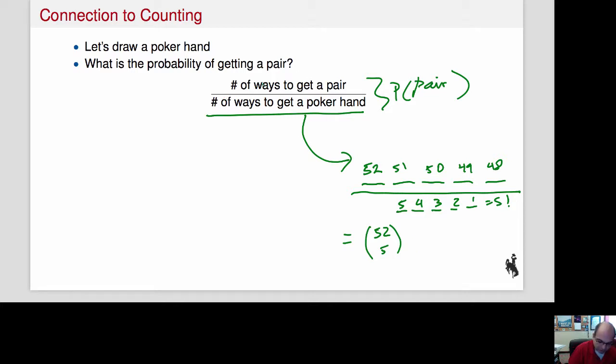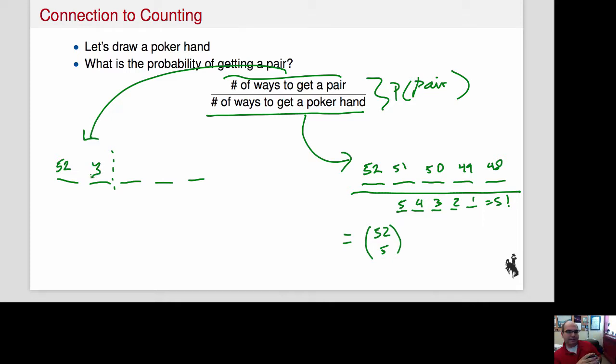Now, what is the number of ways to get a pair? Well, let's see. I want to do the same sort of thing, okay? How many ways can I pick the first card? Well, 52 ways. Now, this next card is going to be my pair, right? So how many ways can I pick that card? Only 3 ways, right? Because let's say that I pick the jack of spades, then I have to pick the jack of hearts or the jack of clubs or the jack of diamonds. Those are the only 3 cards that I can pick, right? So that's kind of our count, okay?